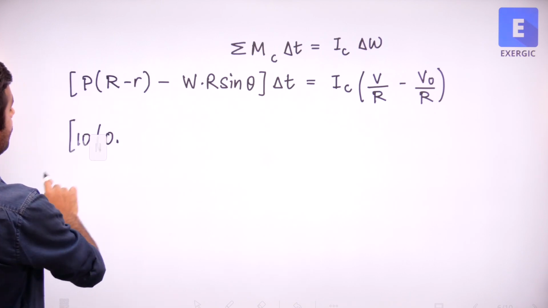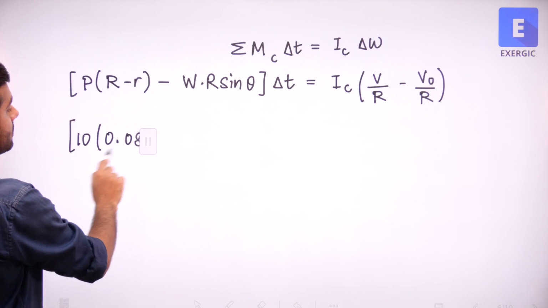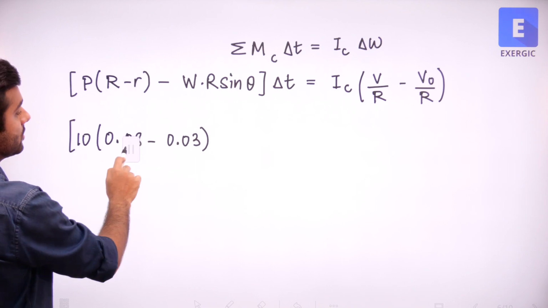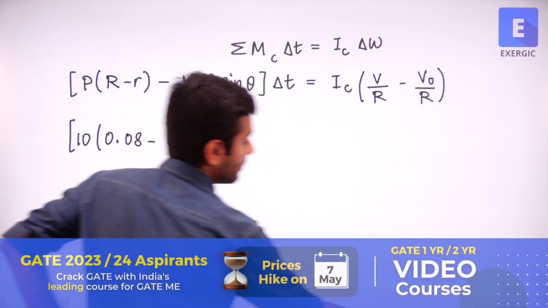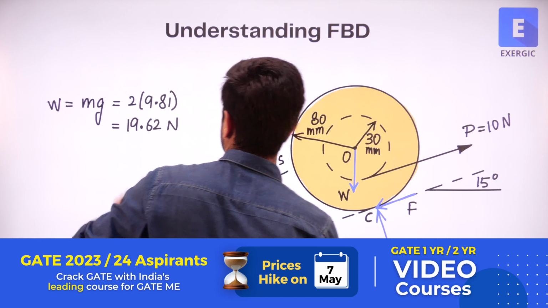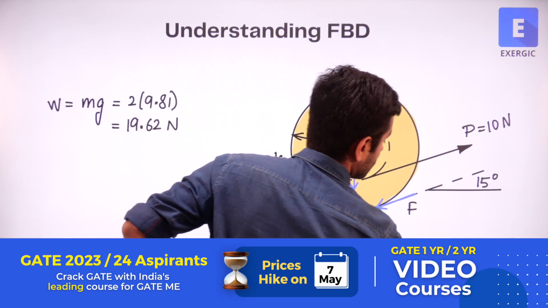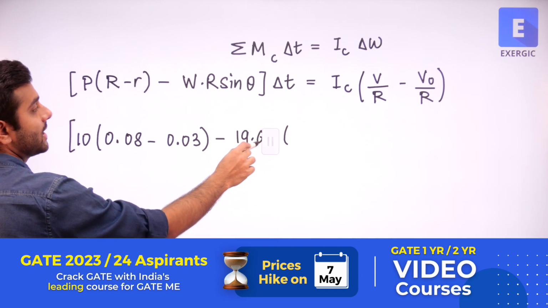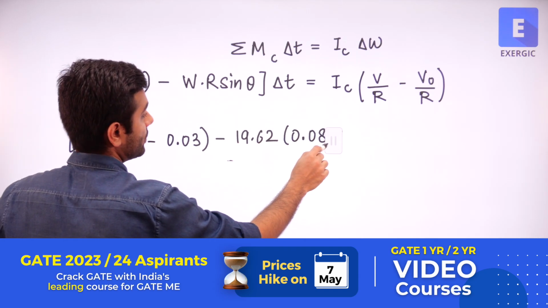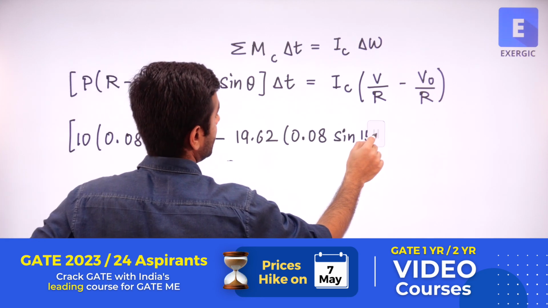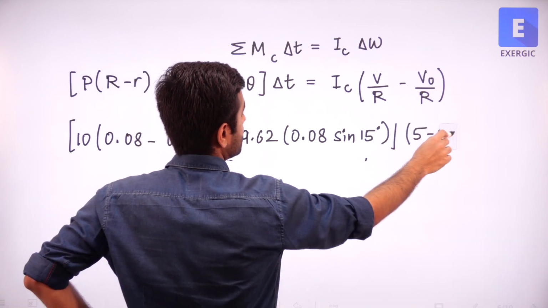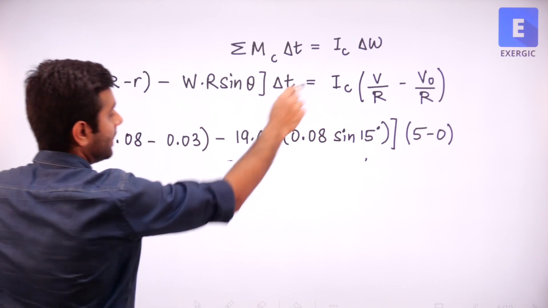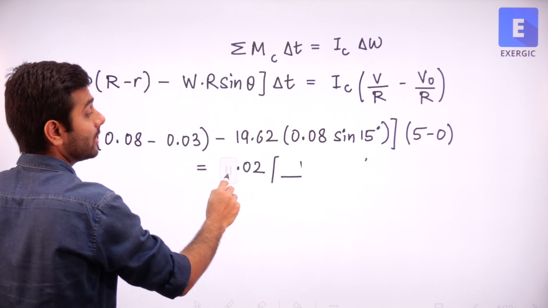So we know the value of P is 10, capital R is 0.08, small r is 0.03. Weight we already calculated, if you check here, 19.62, right? mg basically, m is 2, g is 9.81, r is again 0.08, sin theta is sin 15, delta t is 5 minus 0, or 5. Here the IC value 0.02 we calculated already.